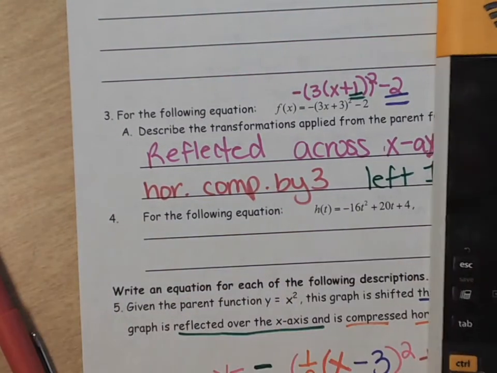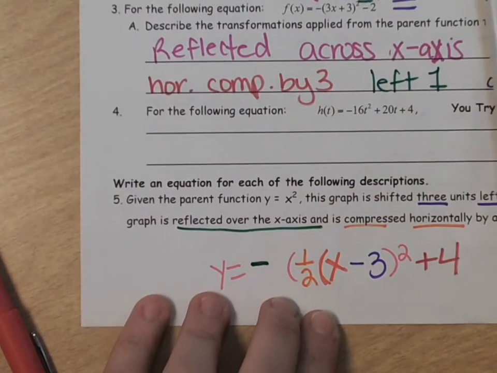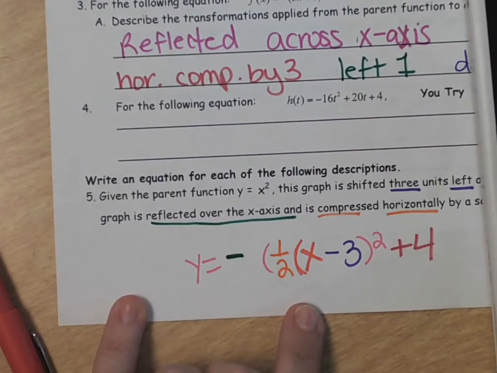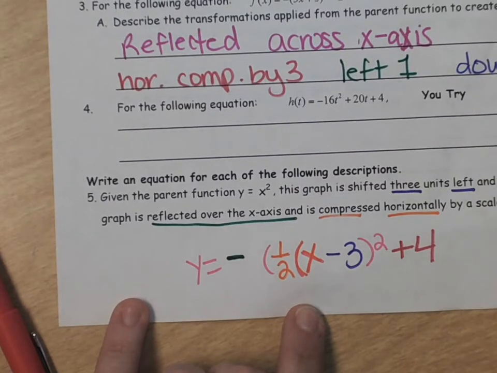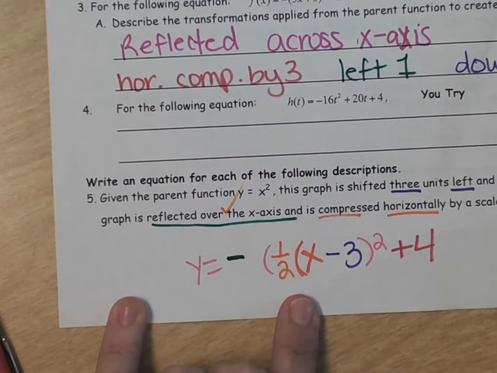Let's check and see if it actually did what it says it was going to do. If it went left, if it went right, if it compressed, if it reflected. So x squared is my original. We're going to put in what we figured out. This is what we figured out. Negative parenthesis 1 divided by 2 parenthesis x minus 3 squared plus 4. Okay, let's check. Did it reflect? Yes. That one is correct. It reflected.